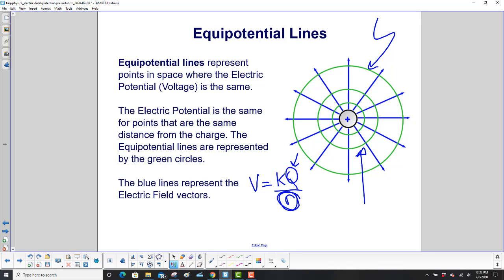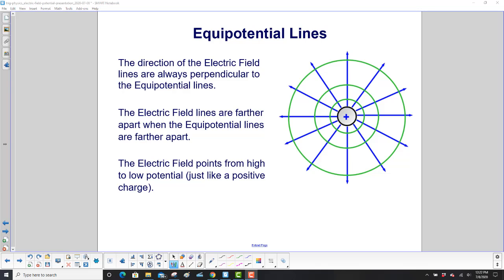Those blue lines are your electric field lines radiating from a positive charge. The direction of the electric field lines are always perpendicular to the equipotential lines. And when we get to APC, we'll see why. The electric field lines are farther apart when the equipotential lines are farther apart. The electric field points from a high to low potential, just like a positive charge. Right? So here's your positive charge. The electric field is decreasing in that direction. And you know what? So is the electric potential.